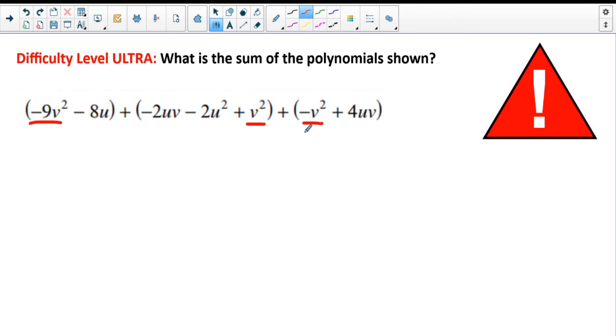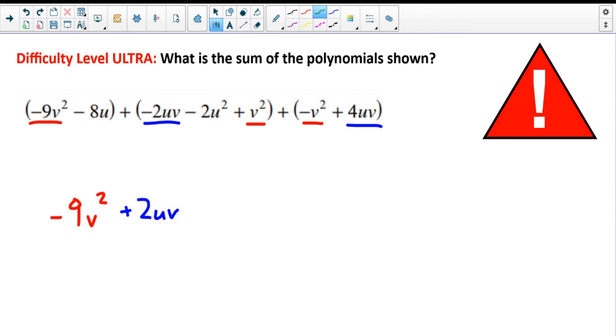Negative 9 plus 1v squared minus 1v squared. Really, these are just going to cancel because they're opposites. So this is just going to give us a negative 9v squared for those. Next, let's look at the UV term. So this has UV, this one has UV. We can combine these together, right? Negative 2 and 4, putting those together is just going to give us plus 2 UV.